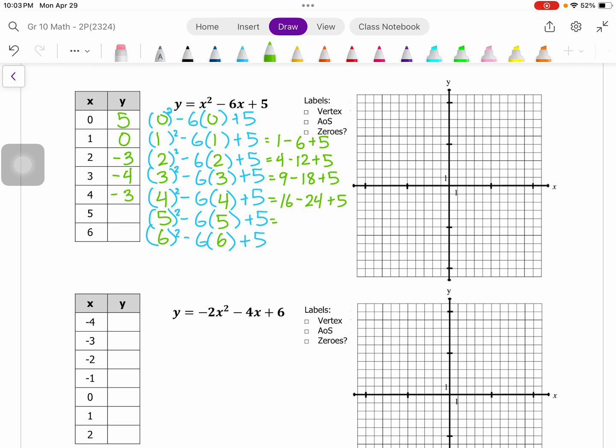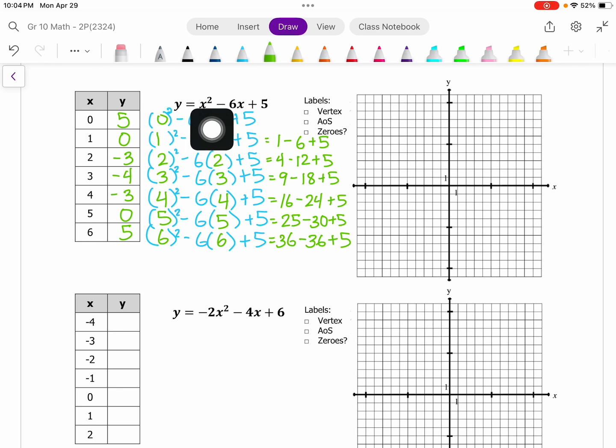5 squared is 25, minus 6 times 5, which is 30, plus 5. So 25 minus 30 is negative 5. Negative 5 plus 5 is 0. 6 squared is 36, minus 6 times 6 is 36, plus 5. So 36 minus 36, 0. 0 plus 5 is 5. So there is our table of values that we're ready to plot.